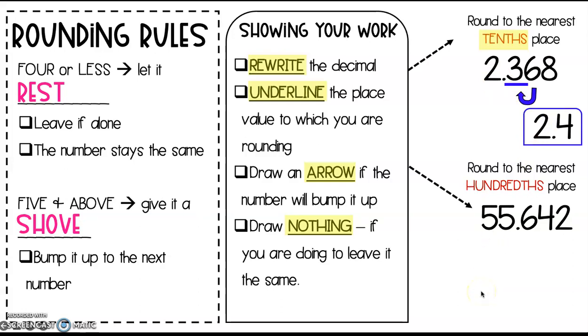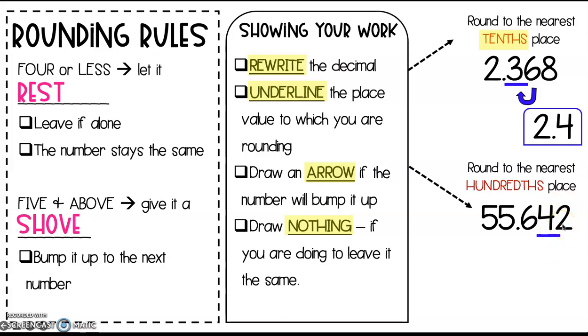Okay. So now let's take a look at rounding to the nearest hundredths place. First things first, if it wasn't already written for me, I would rewrite it: 55.642, and I'm going to underline my hundredths place because that's where I'm rounding. The hundredths place is 2 places after the decimal point, so I'm going to underline that 4. And I'm going to look next door and I have a 2 here.